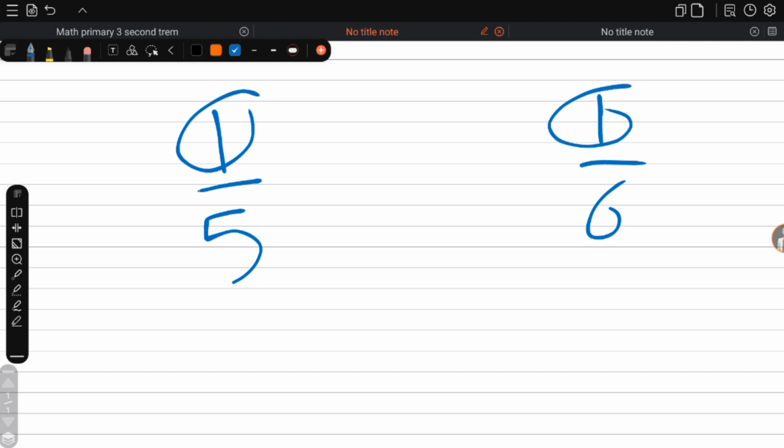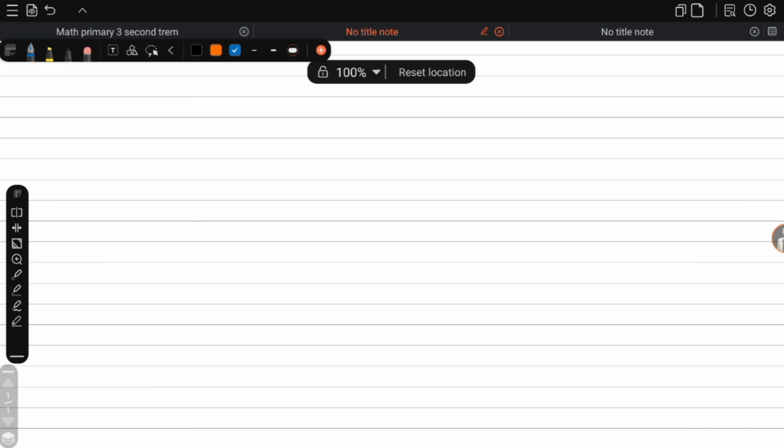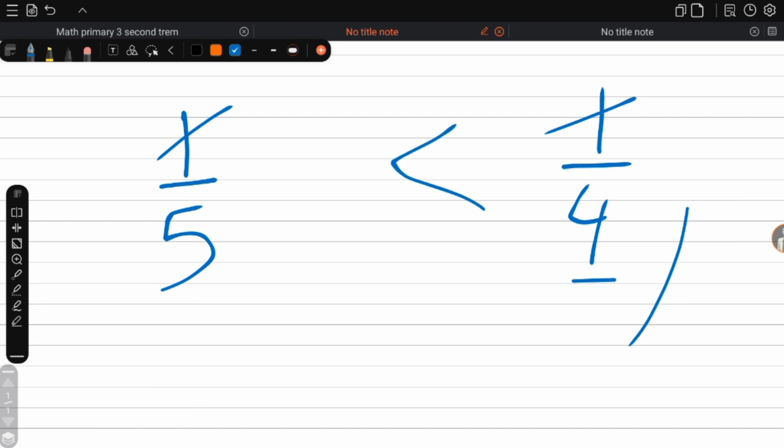Okay, 1 over 5 and 1 over 6, they are like numerators, right? So which fraction has the smaller denominator? Yes, this one. So I can say that 1 over 5 is greater than 1 over 6. Okay, 1 over 5 and 1 over 4, like numerators. So which one has the smaller denominator? Yeah, this one, 4. So this one is the greater fraction.